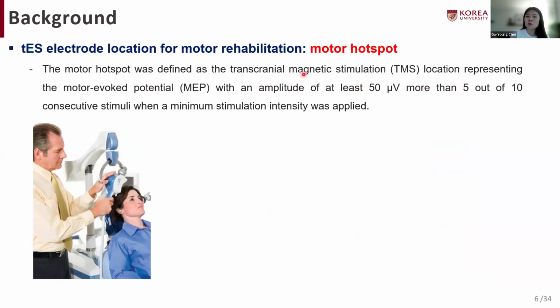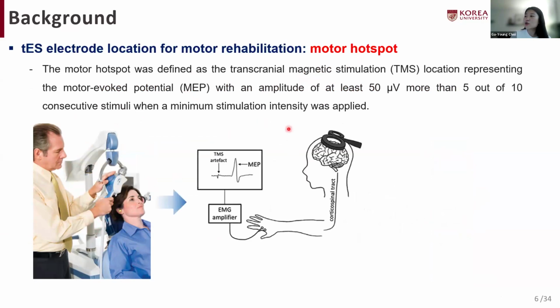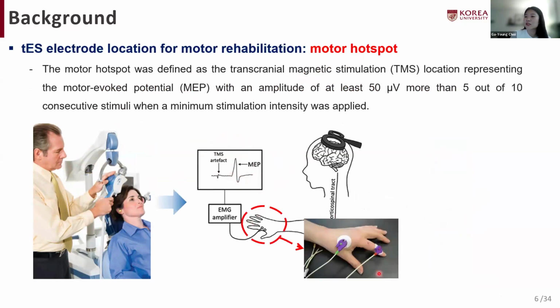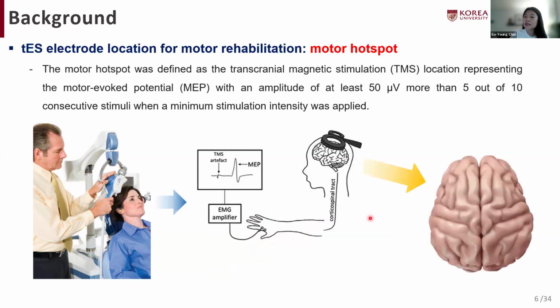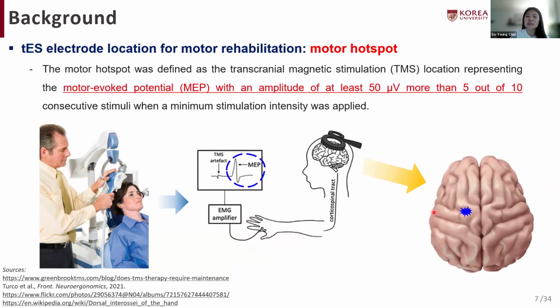To find the motor hotspot, as shown in this figure, a device called TMS is used to apply a single pulse to the scalp to evoke a motor evoked potential. To observe the MEP, a separate EMG sensor must be attached to the target muscle. For example, the first dorsal interosseous, FDI, muscle is commonly targeted when assessing hand motor function. Then the technician tests several points on the scalp over the primary motor cortex and finally defines the motor hotspot as the site where the MEP is most prominent.